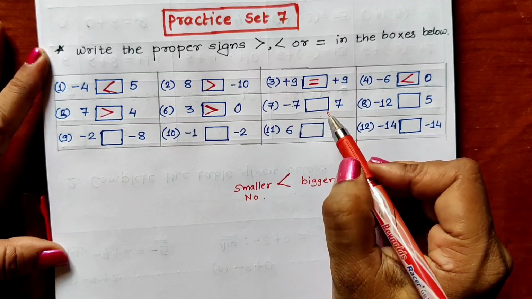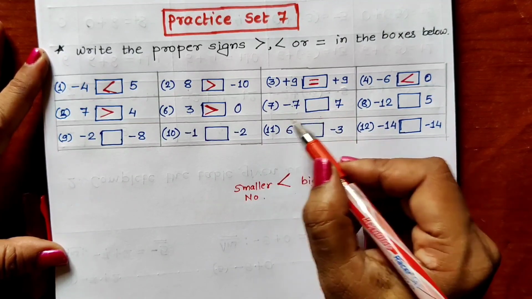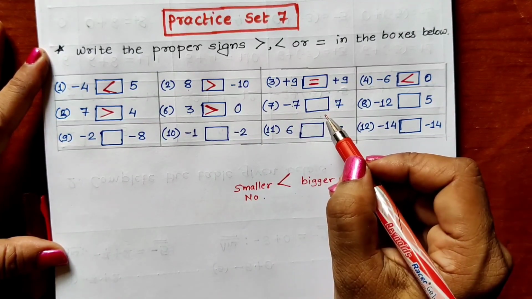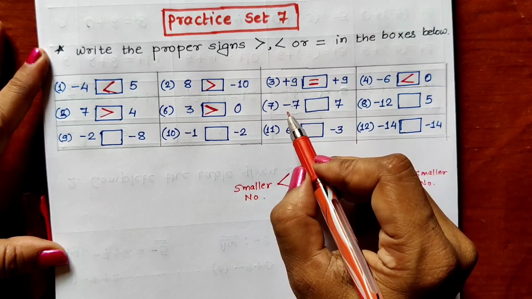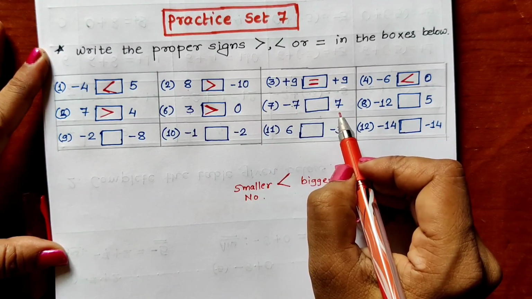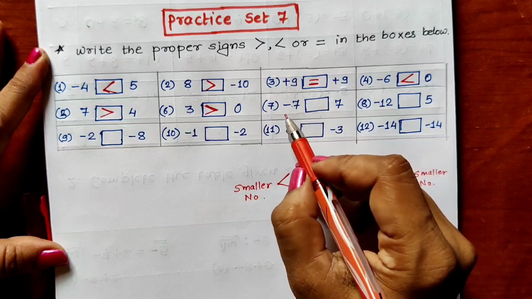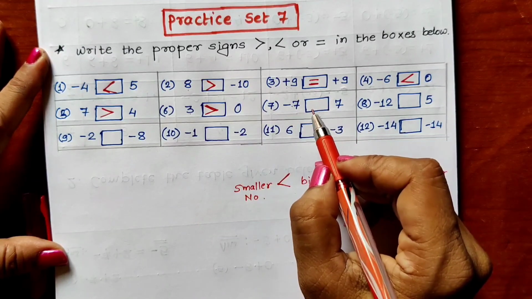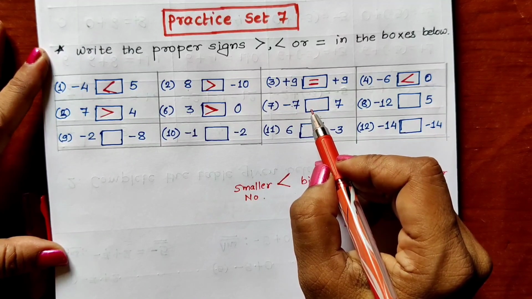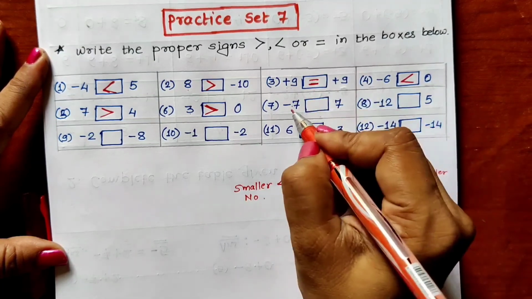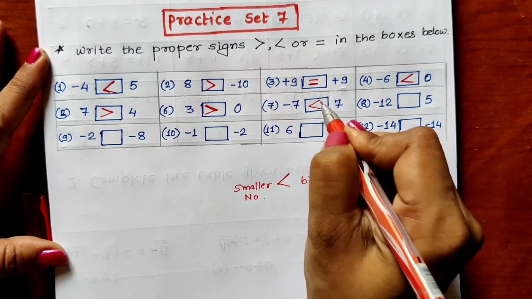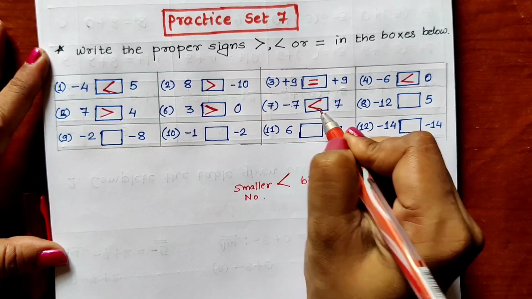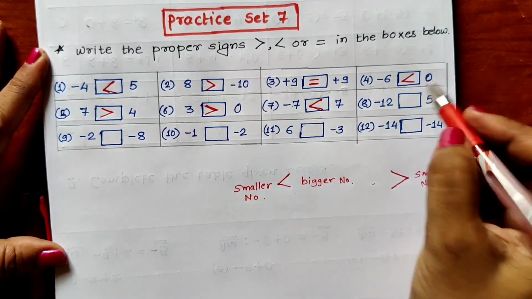Minus 7 and plus 7. Both numbers are the same but with different signs. They are opposite numbers of each other. This number has a minus sign. This number doesn't have any sign, that means it is a plus sign. So minus 7 and plus 7, we all know negative numbers are smaller than positive numbers. So our sign should be closed towards minus 7 but open towards plus 7.